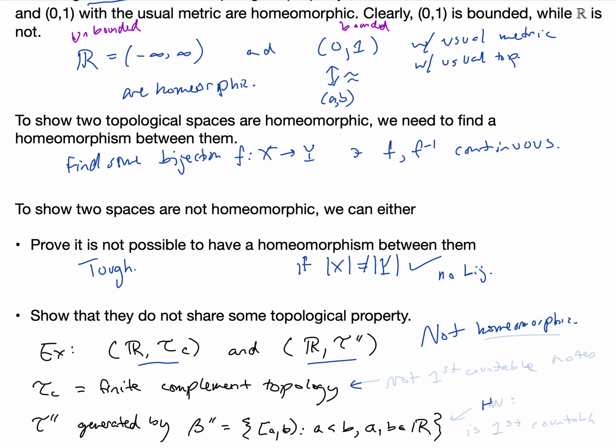Well, we've proven a couple of properties about each of these. We showed in our notes, when we were looking at first countability, that the real numbers with the finite complement topology is not first countable. And we proved in the homework, the last homework, that the half open interval topology is first countable. So because these do not share a topological property, that means that these two topological spaces are not homeomorphic to one another.